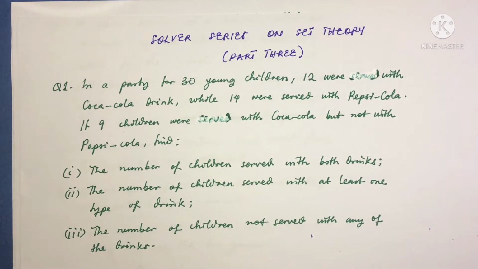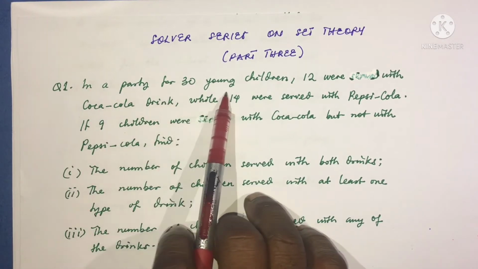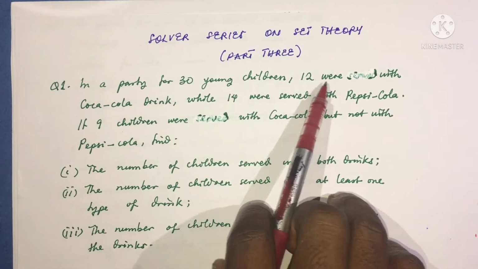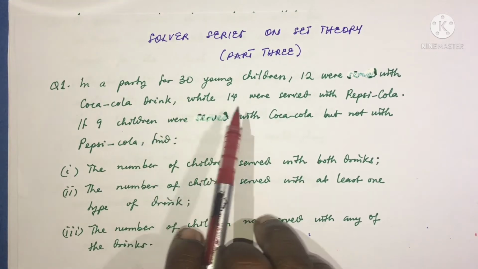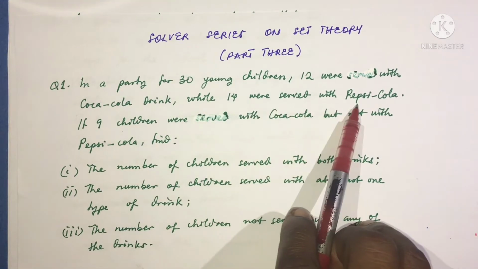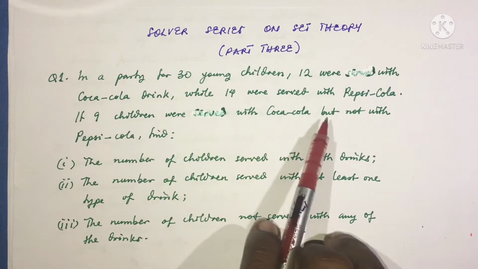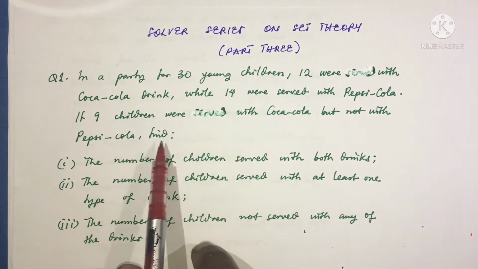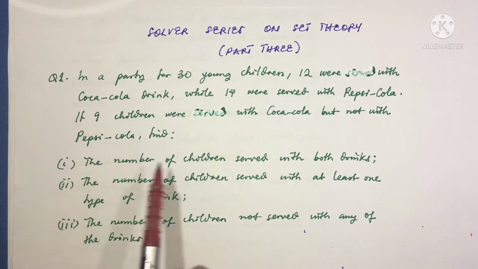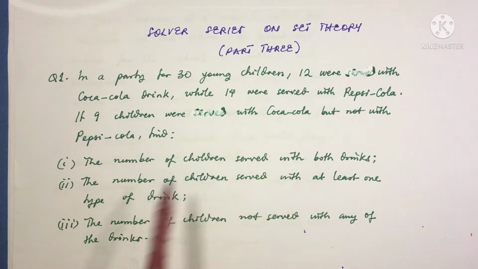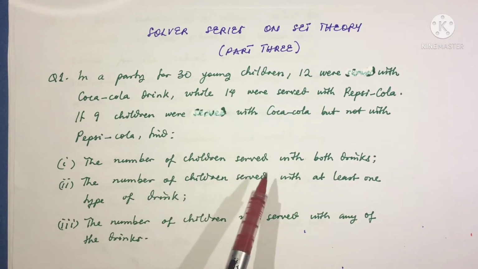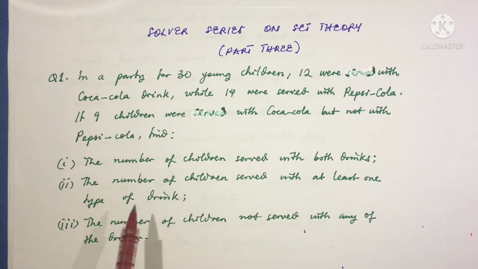So let's begin. In a party for 30 young children, 12 were served with Coca-Cola drink while 14 were served with Pepsi Cola. If 9 children were served with Coca-Cola but not with Pepsi Cola, then find, number 1, the number of children served with both drinks, number 2, the number of children served with at least one type of drink, and number 3, the number of children not served with any of the drinks.